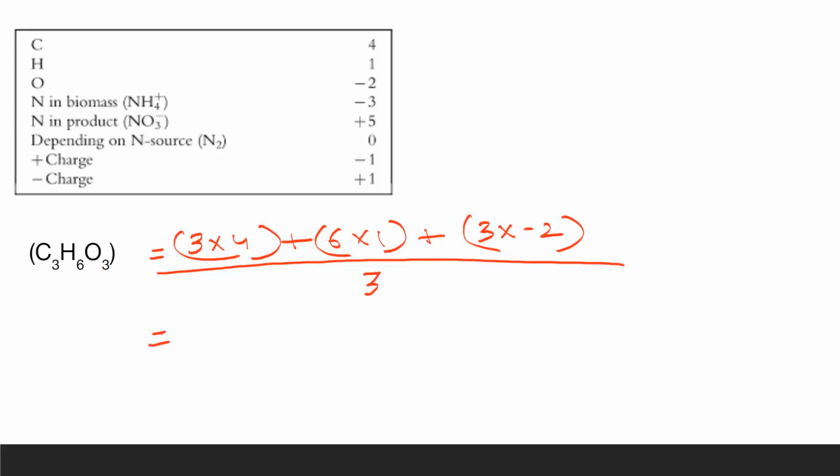Since these two are equal and negative to each other, they get cancelled out. So what you're left with is 12 by 3. The answer that you get is 4. So the degree of reduction of lactic acid is 4.